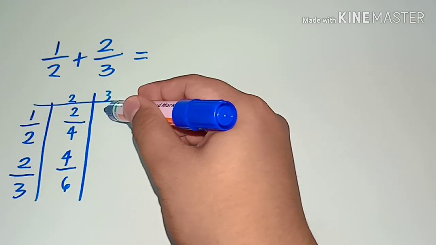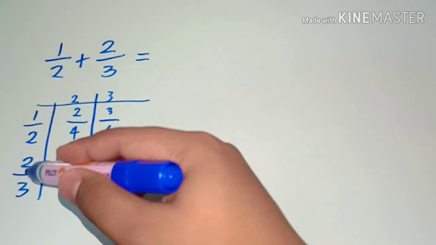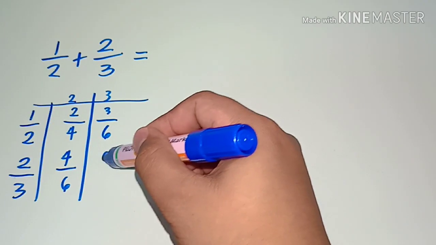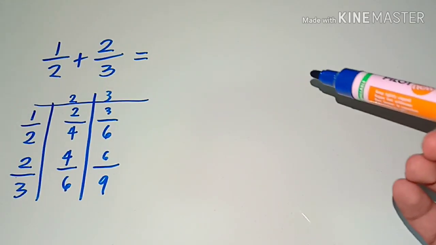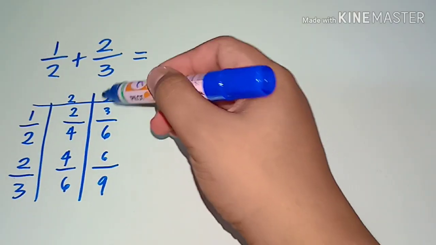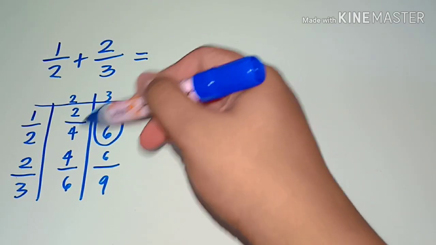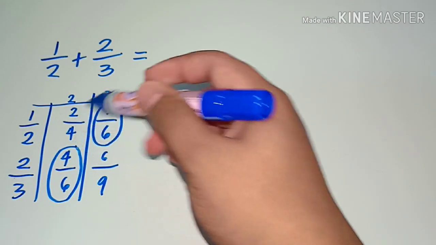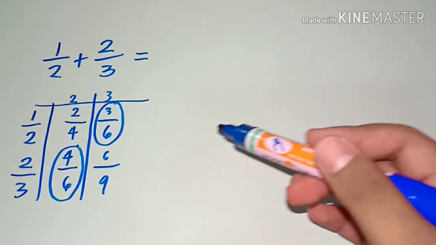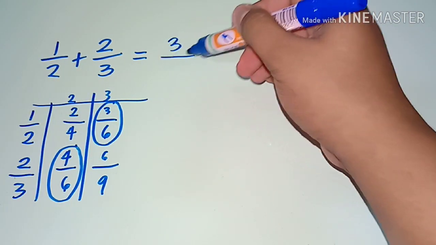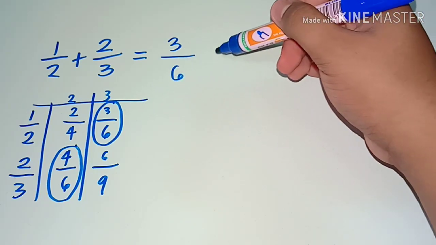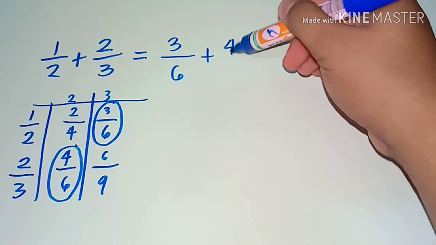1 times 3, 3. 2 times 3, 6. For 2/3, 2 times 3, 6. 3 times 3, 9. And then try to check if we have fractions there that have the same denominator, which is this one and 3/6. So that means for 1/2 plus 2/3, we can make 1/2 into 3/6, and we can make 2/3 into 4/6.